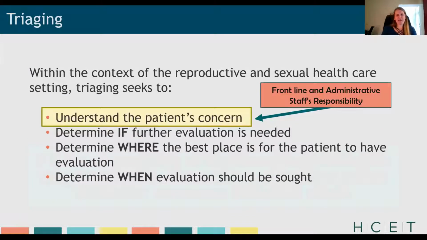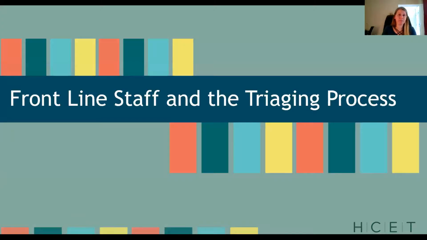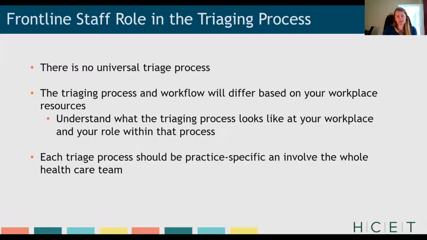So this is a repeat slide where I talked about triaging within reproductive and sexual health care. Within this context, again, your responsibility is really going to lie in understanding the patient's concern. So let's dive in more into talking about your role within triaging. First off, there is no universal triaging process. And I think wherever you work, that process for triaging or taking in patient phone calls is going to look different for everyone, okay? And it's going to be what works best for you.